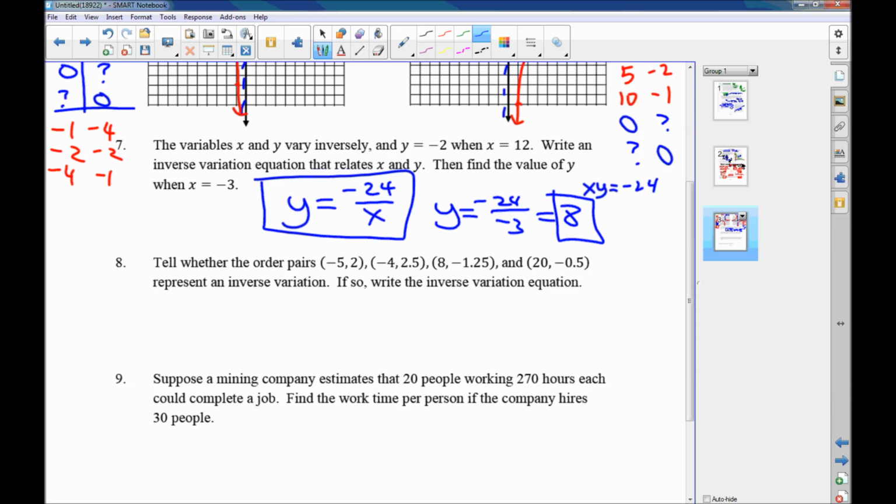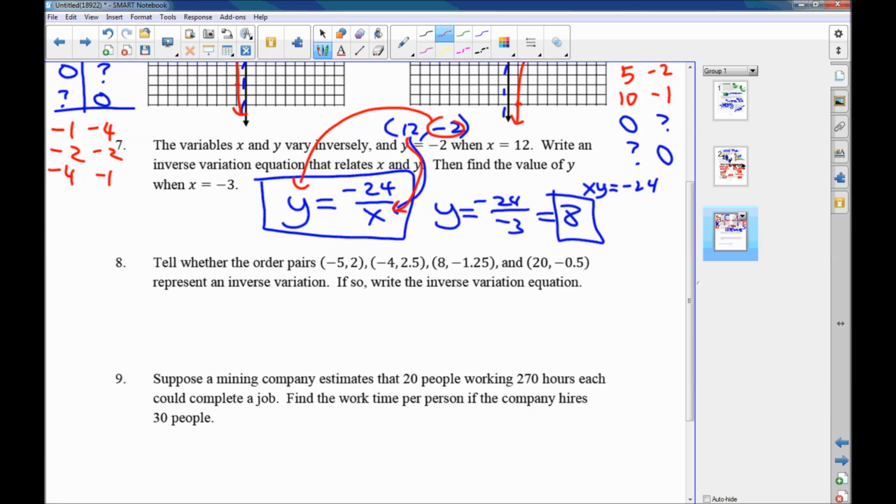There's my second answer. Now on our first answer, we should always check our ordered pair that we know. So the ordered pair was 12, -2. If I plug 12 in for x, that would go right here. Okay. Then -24 divided by 12 would make -2, which would go in this spot. So it does work.